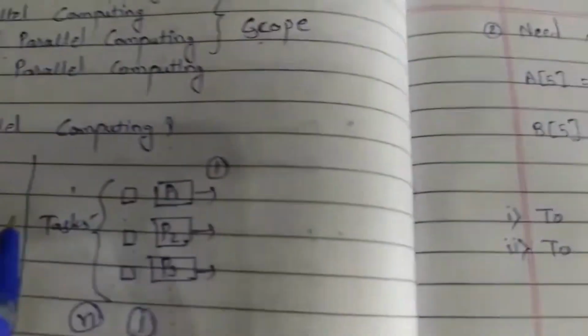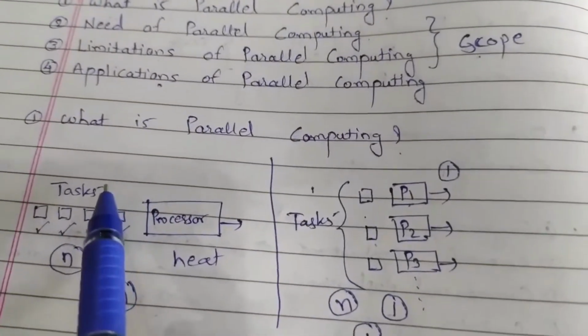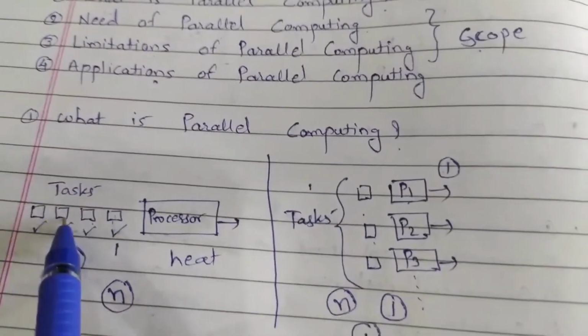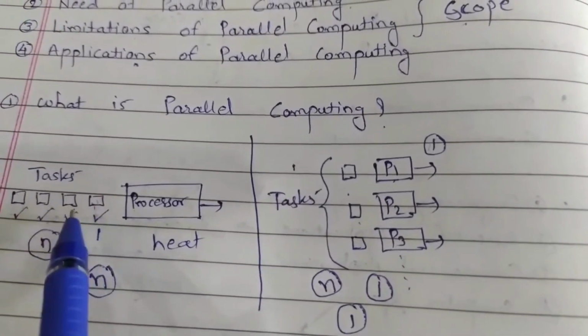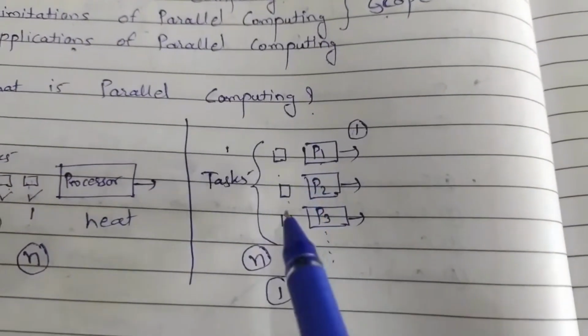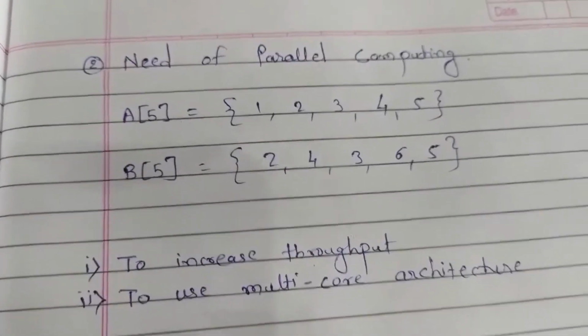For example, if you have a bigger task, you can divide that bigger task into subtasks. Instead of performing these subtasks sequentially, we can perform them in parallel. So basically, it will increase throughput. We will see one example.